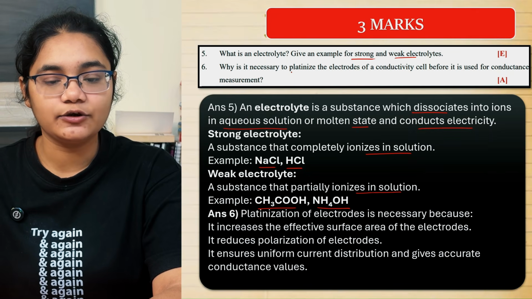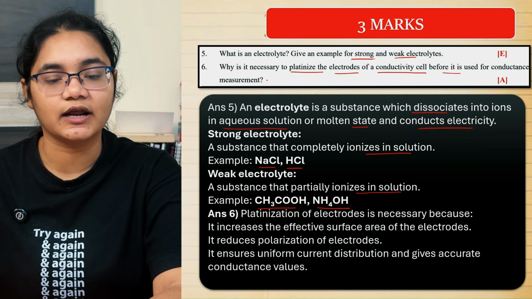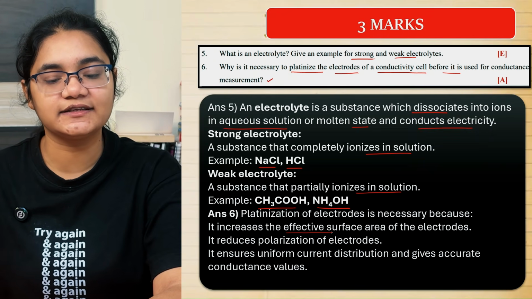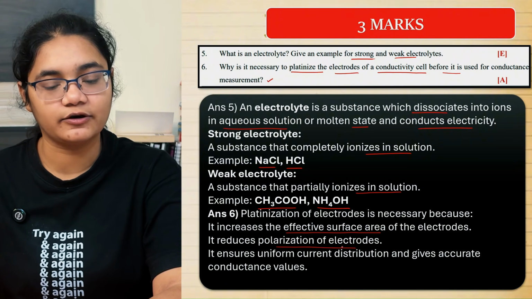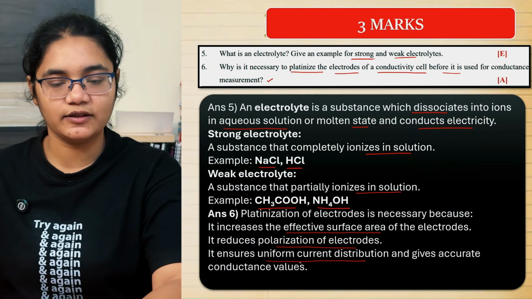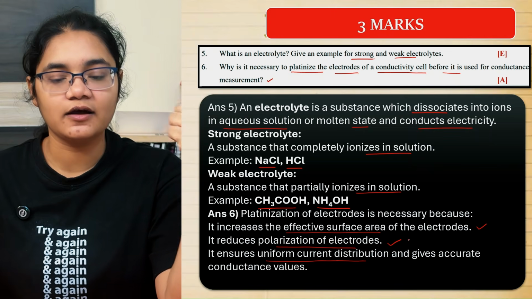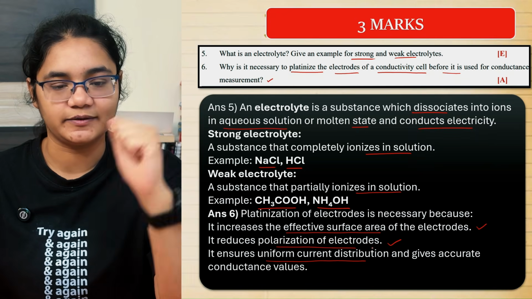Next, why is it necessary to platinize the electrodes of a conductivity cell before it is used for conductance measurement? So platinization is important because it increases the effective surface area, reduces the polarization of the electrodes, and ensures that uniform current distribution takes place. Okay, so basically you need to write down any 2 points here.